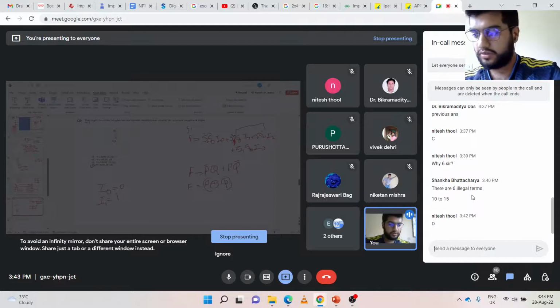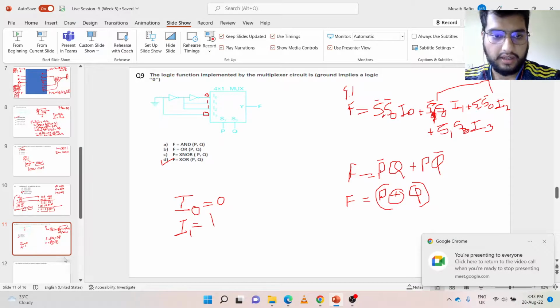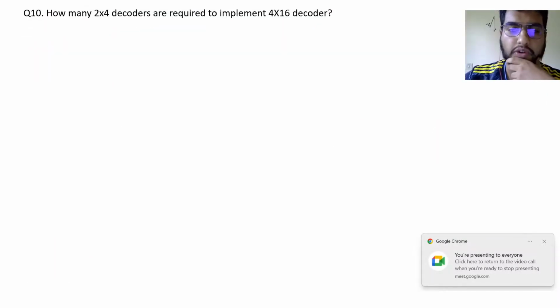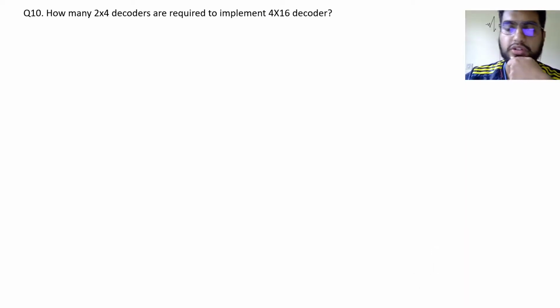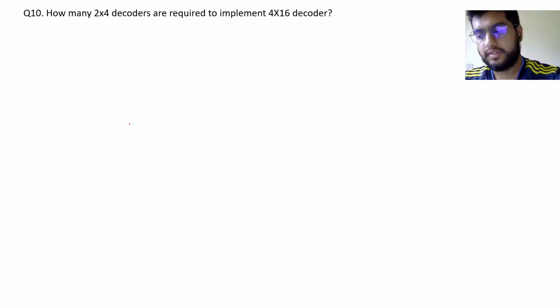So in case of any doubts, please type in. Otherwise, you can move forward to the next question. Question number 10 asks us how many 2 cross 4 decoders are required to implement a 4 cross 16 decoder. So there are five 2 cross 4 decoders required to implement a 4 cross 16 decoder.